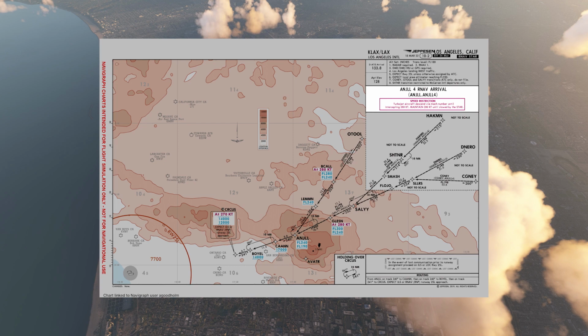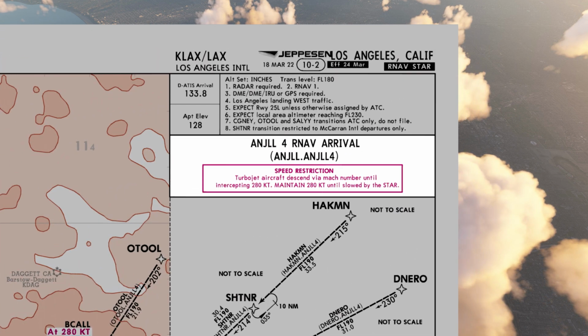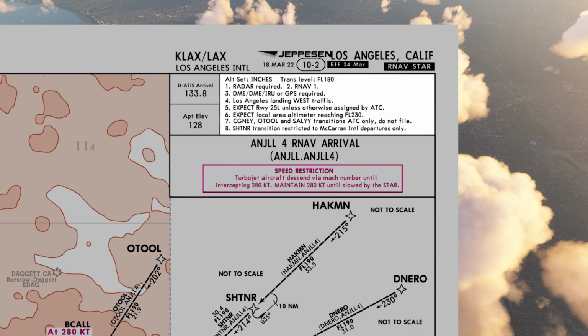Let's pull up the Los Angeles Angel Arrival. These charts are numbered based on the revisions. In this particular case, it's Angel.4, or the 4th revision. Look up on the chart notes section. We're not going to read these to you, but merely draw your attention to it.